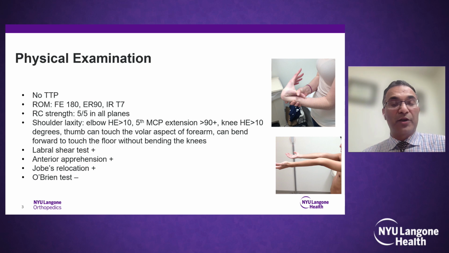Examination had a fairly good range of motion, good rotator cuff strength. Definitely had a Beighton score of 9, like Dr. DeBernardo has pointed out too in his talk. Patient had a positive labral shear test and apprehension test with Jobe's relocation and a negative O'Brien test.